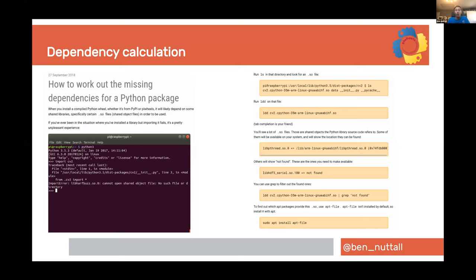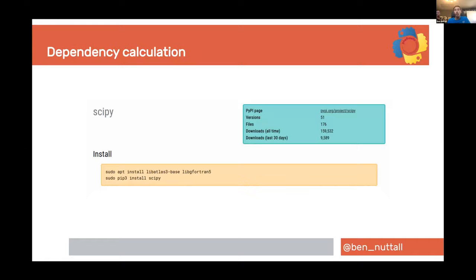So I wrote a blog post in 2018 about how you get around this problem. You have to run a series of commands to look at the SOs and try and resolve which apt packages you need to install to be able to use this package. I wrote the blog post, and it was getting loads of hits. So we managed to automate that, so that after a build is completed, it logs in the database which apt packages are the dependencies for the user, and we put those on the project page.